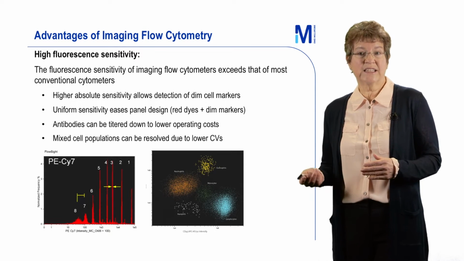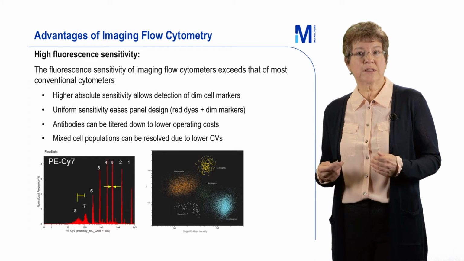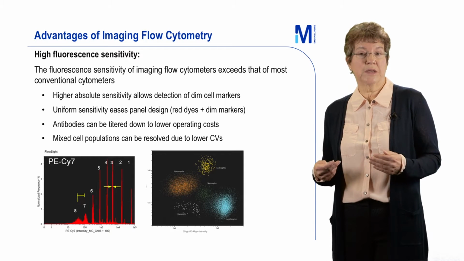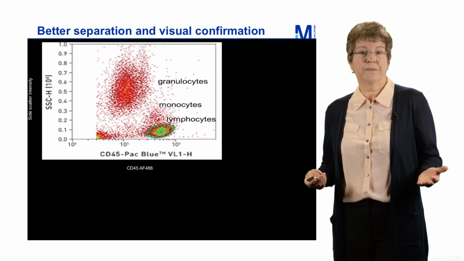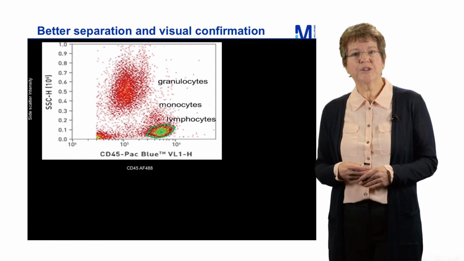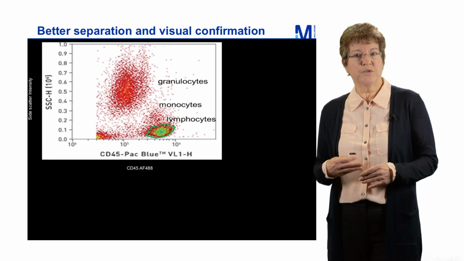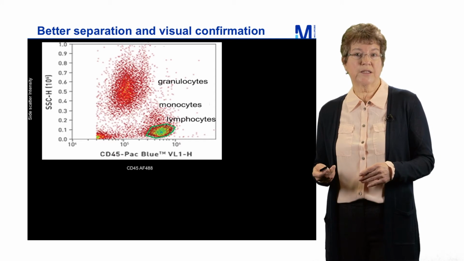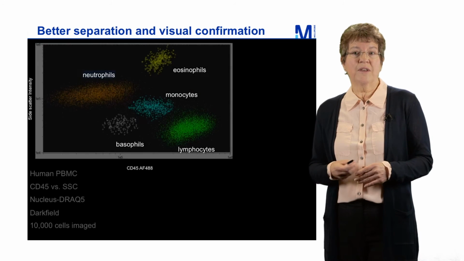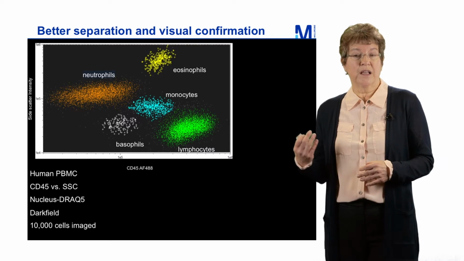What this does is it allows you to resolve populations in mixed cell populations, in mixed cultures, or in blood, for example. Here's an example from a traditional flow cytometer where you get very good separation of using CD45 only in side scatter of lymphocytes, monocytes, and granulocytes. What that looks like on the imaging flow cytometer is this.